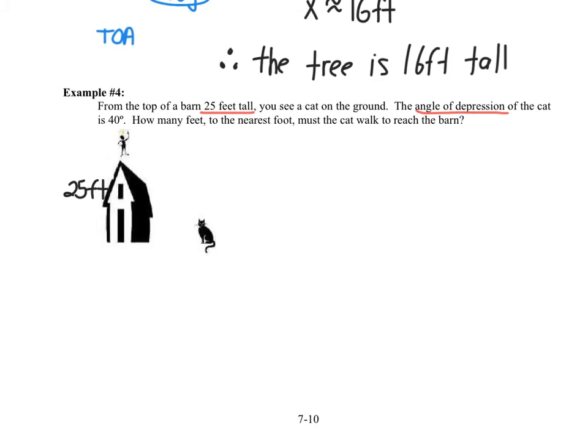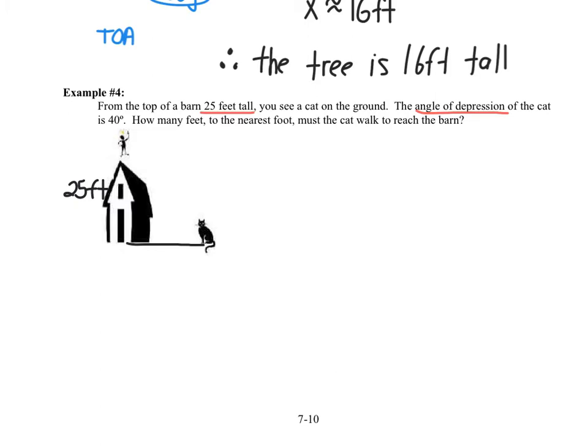So that's the height. There's a cat on the ground, so I'm going to draw a horizontal line to my cat. And then it says that there is an angle of depression. Now the angle of depression is a little different from the angle of elevation. The angle of elevation, you're on the ground. The angle of depression, you're up on top of a building or a barn, hot air balloon, whatever it may be, and you're looking down at an object.